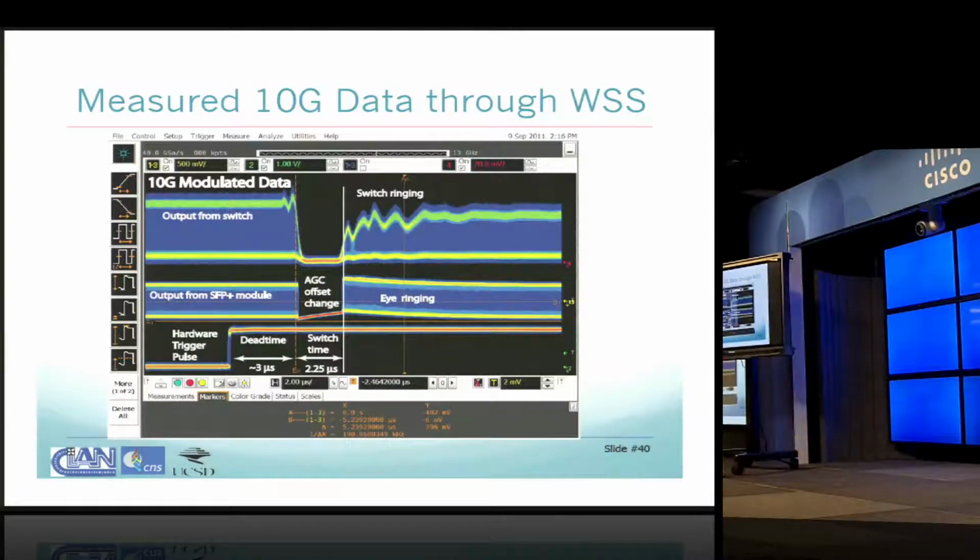Now, you know that I'm not actually a computer scientist because I'm showing eye diagrams and things like that. But basically, this is the trigger. So this is the trigger that says switch. The trigger comes in, and 3 microseconds later, the switch actually starts changing state. So this is on. You wait 3 microseconds. We can dial that out in our control plane. The switch starts switching. So it goes off and stays off for about 2.5 microseconds. And then it comes back on again.